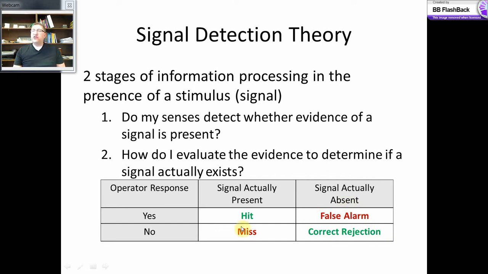But it's the other two categories where we have problems. What happens when there is a signal, but I, as the operator, do not see it or do not recognize it appropriately or decide to ignore it or whatever? That's called a miss. A miss is when there is a signal that I do not perceive. Okay? The other side of that coin is, what happens when there is no signal, but for some reason I think there is? We call that a false alarm. It doesn't matter if it's an alarm or not.